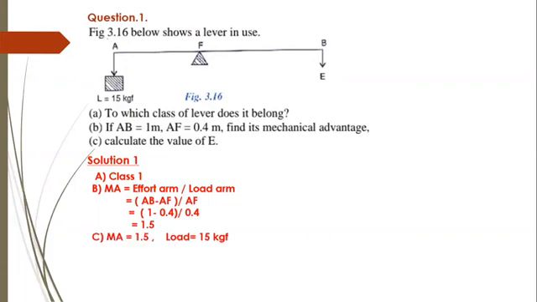Calculate the value of E, that is effort. Mechanical advantage and load are given. Mechanical advantage is load upon effort. So from here, substituting the values, effort is equal to 15 upon 1.5, which is equal to 10 kgf.